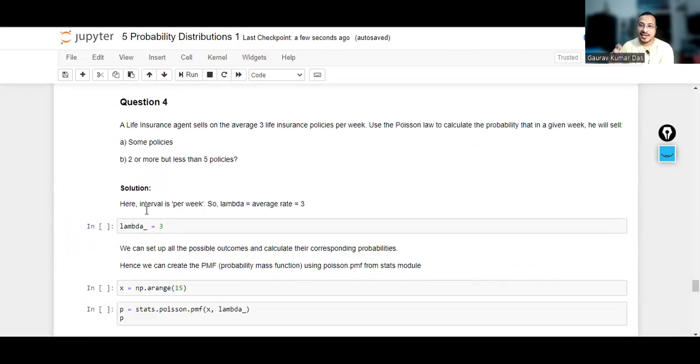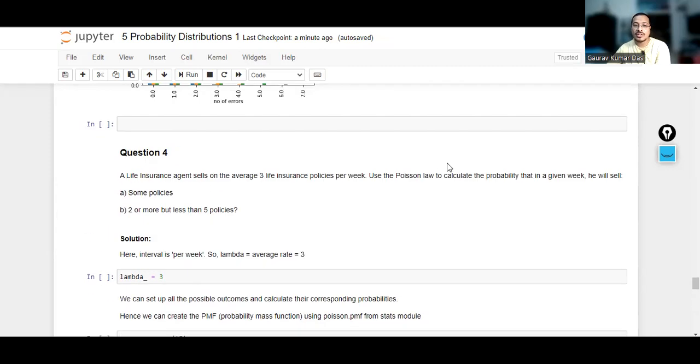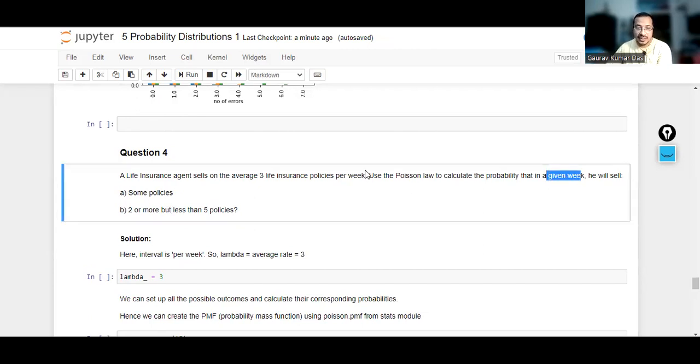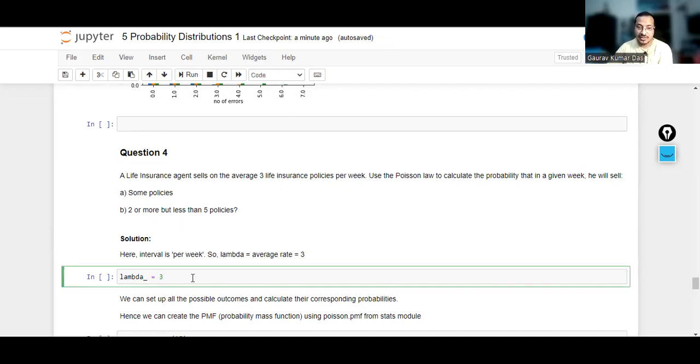Okay. Let us take another example now. A life insurance agent sells on average 3 life insurance policies per week. Use the Poisson law to calculate the probability that in a given week he will sell some policies or whatever policies. Ultimately, it is asking in a given week, and this is also per week. So my lambda itself directly is 3. So my lambda value is 3.